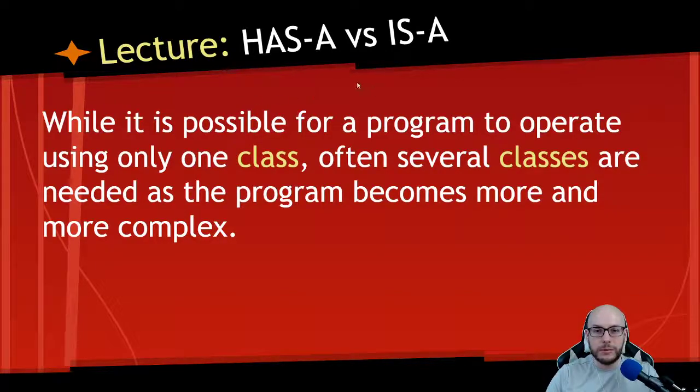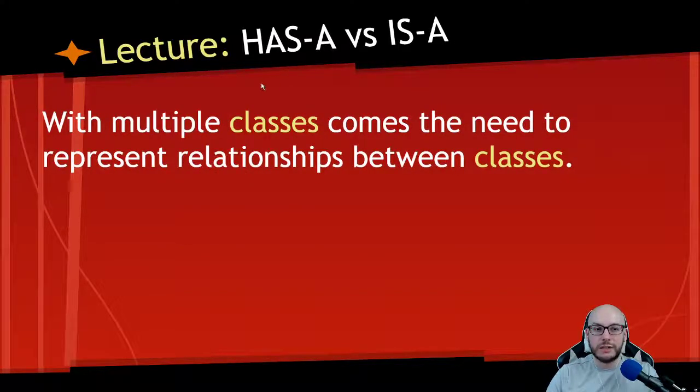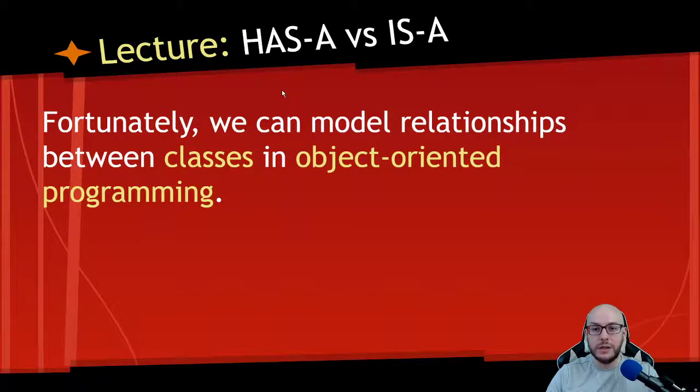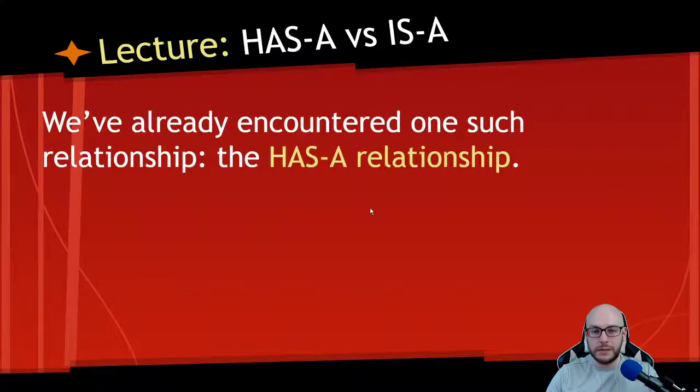While it is possible for a program to operate using only one class, often several classes are needed as the program becomes more and more complex. With multiple classes comes the need to represent relationships between these classes. Object-oriented programming's ability to model real-world objects and classes and ideas would fall apart if there were no way to model relationships between classes. Fortunately, we can model these things in object-oriented programming. We've actually already encountered a relationship that is extremely common, and that is has-a.